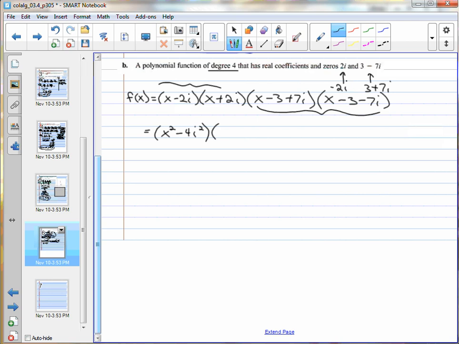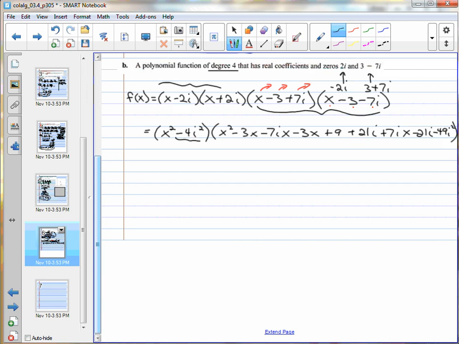Now, how do I multiply a trinomial times a trinomial? I distribute. We need to distribute the x times all 3 of those. So if I distributed x, I would get x squared minus 3x minus 7ix. Then I need to multiply negative 3 times all three of those. Negative 3x plus 9 plus 21i. Multiplying everything by negative 3. Now I need to multiply everything by 7i. Plus 7ix minus 21i minus 49i squared.